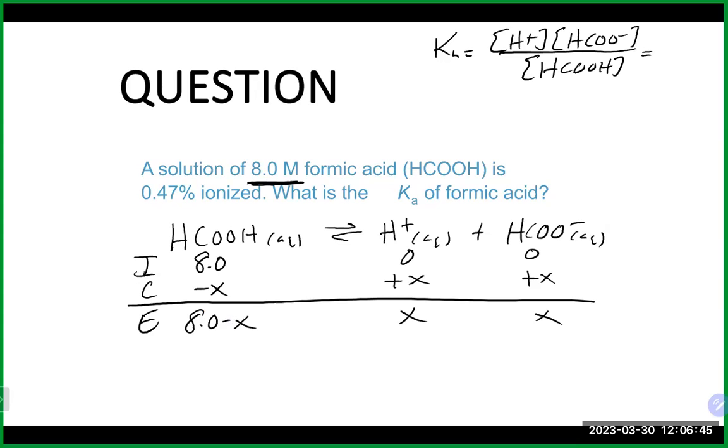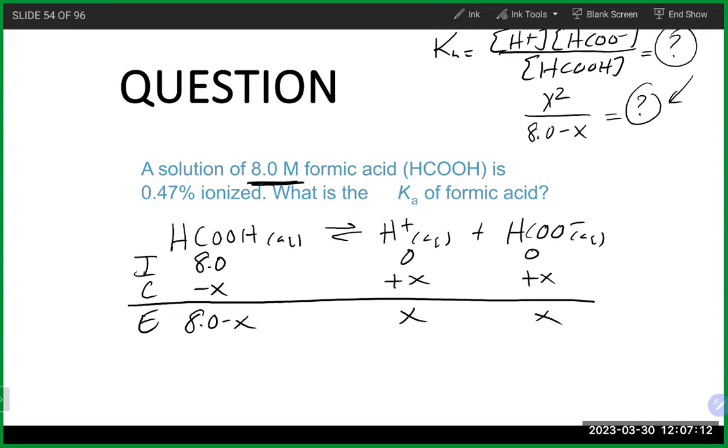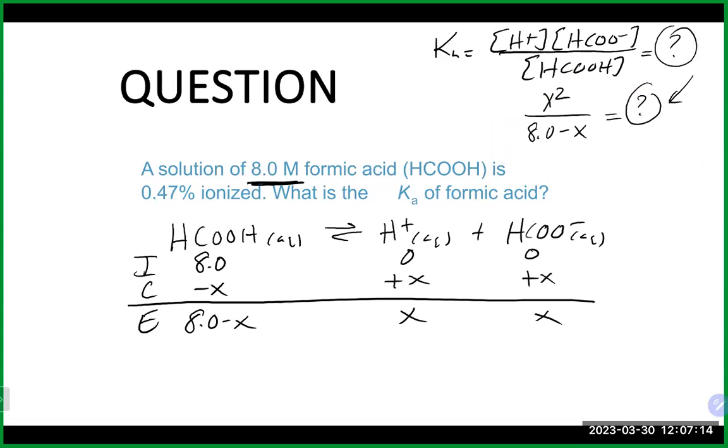So if we roll through this problem like normal, we get a very similar ice table. Now normally what we would do is we would stick those in: X squared divided by 8 minus X equals our Ka value. The problem, though, is that is what we are looking for. So we need to look at the other piece of information that was given to us, and that is where the percent ionization could come in handy. We are told that it is 0.47% ionized.